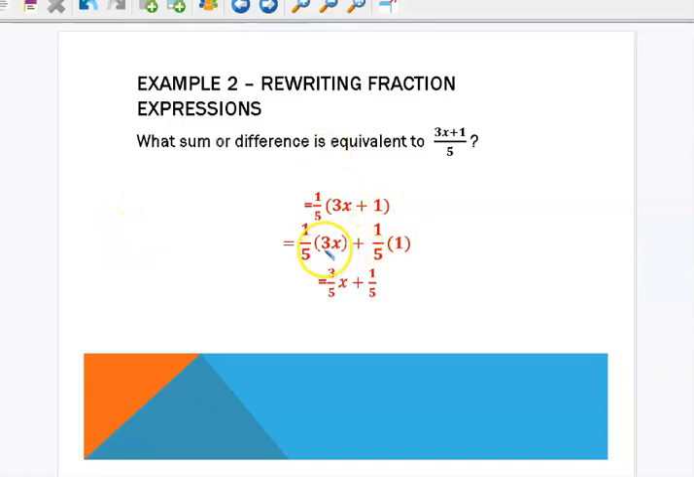If you need to, remind yourself that any whole number can be written as a fraction, if that helps you, by putting it over 1, and then multiply straight across. 1 times 3, we get 3. 5 times 1, we come down here and we get 5. Same in the second fraction. 1 times 1, we get 1. 5 times 1, we get 5. If you need help with some extra practice, let me know on fractions, and we can do that.